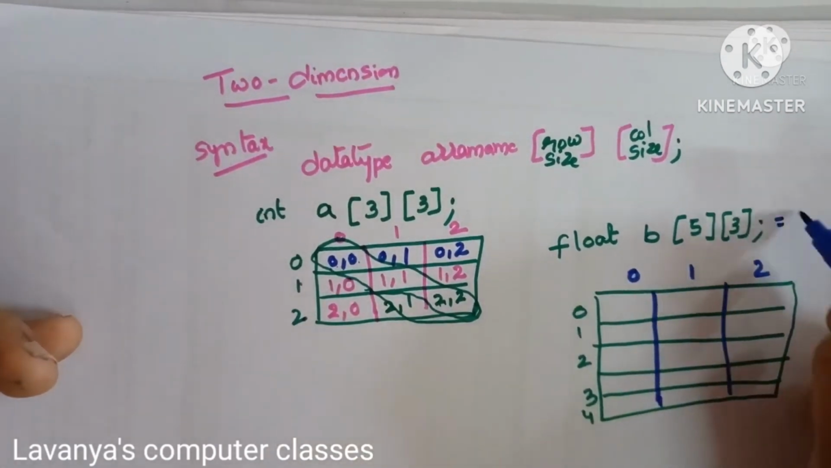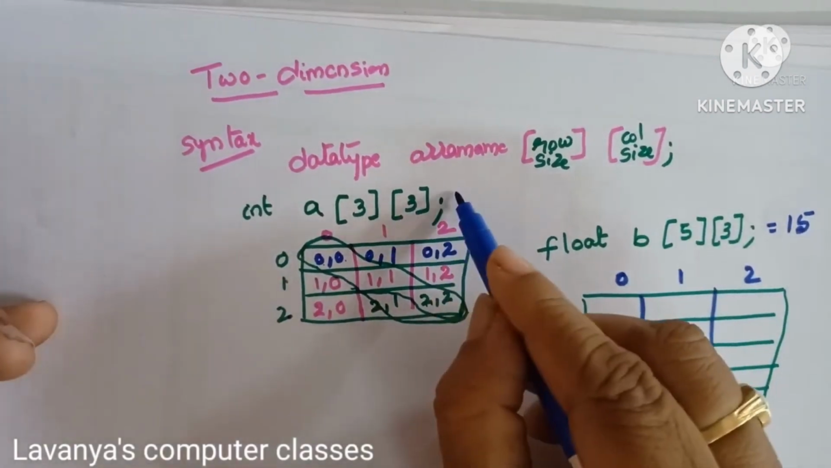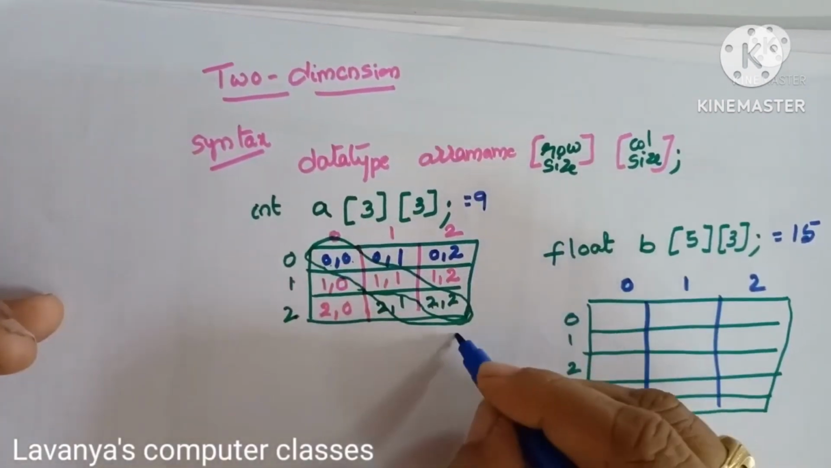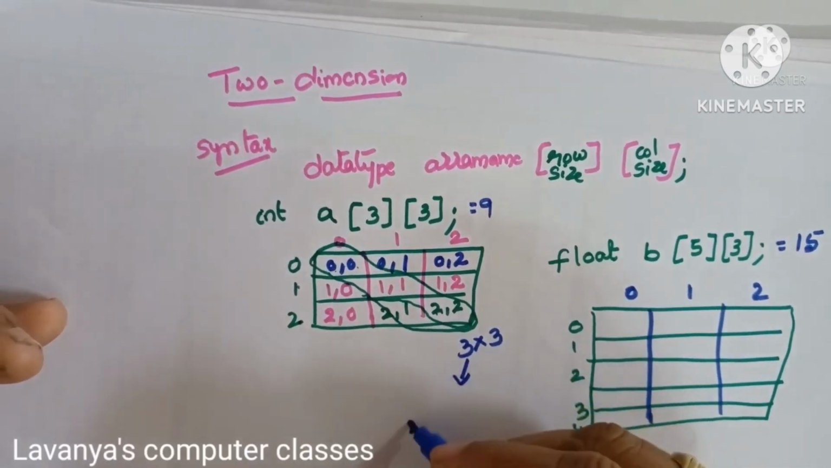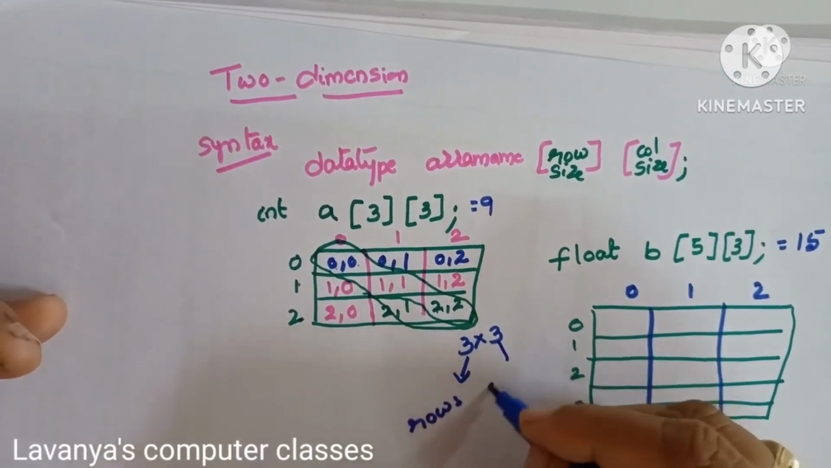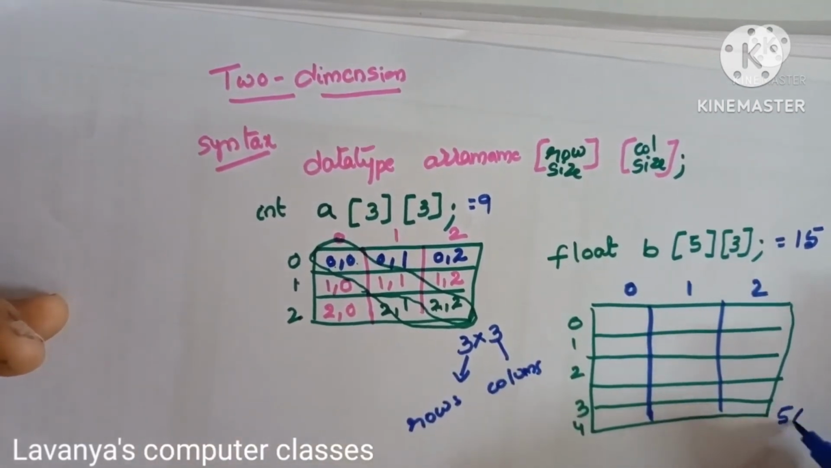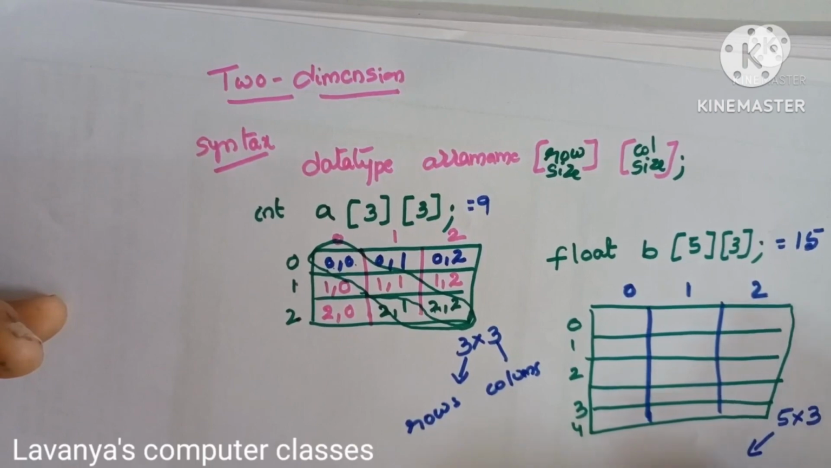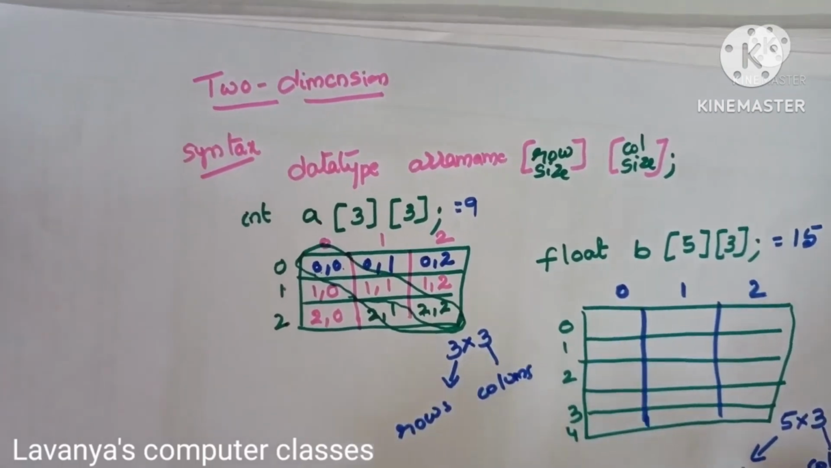It is declared like this. 5 by 3 means totally 15 values are possible to store in this array. 3 by 3 means totally 9. So this is called 3 by 3. We read it like this: 3 rows and 3 columns. Here this is 5 rows and 3 columns. So like this we can read it.